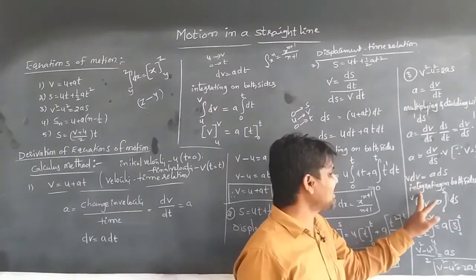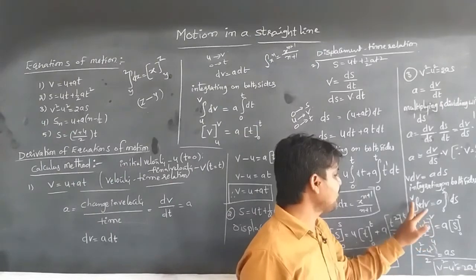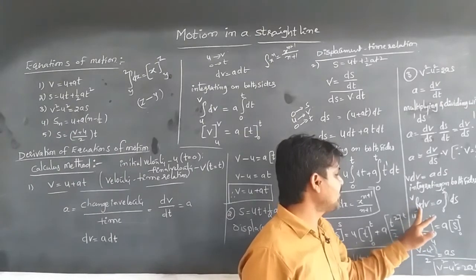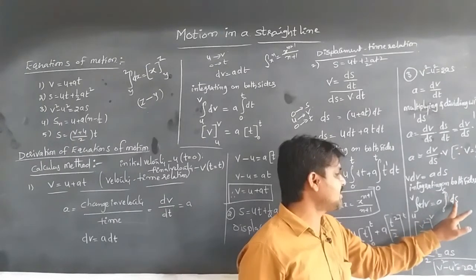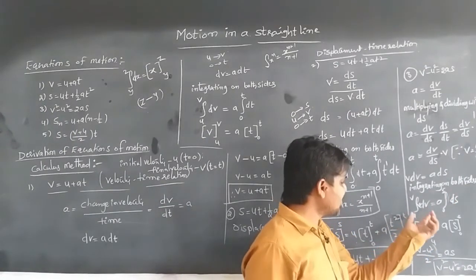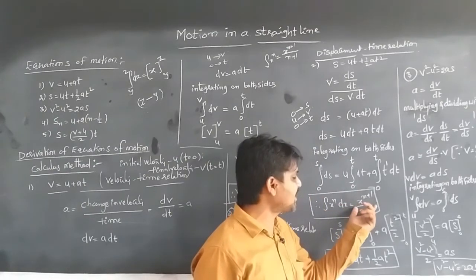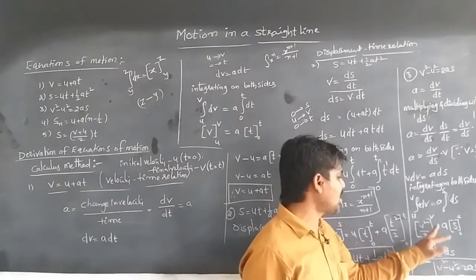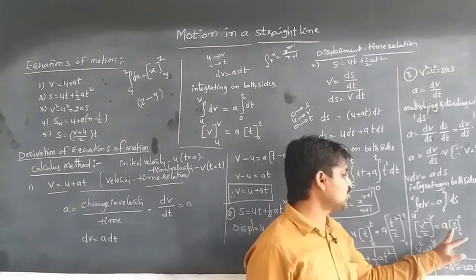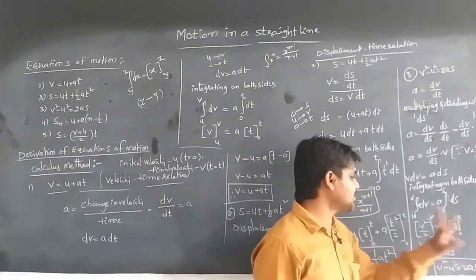So integrating both sides, the velocity limits will be u to v. So between the limits u and v, integral v dv, and a between the limits 0 to s, integral ds. Then by doing integration using the formula integral x power n dx is equal to x power n plus 1 by n plus 1, that becomes v square by 2 between the limits u and v, equal to a into s. Integral ds means s between the limits 0 to s.